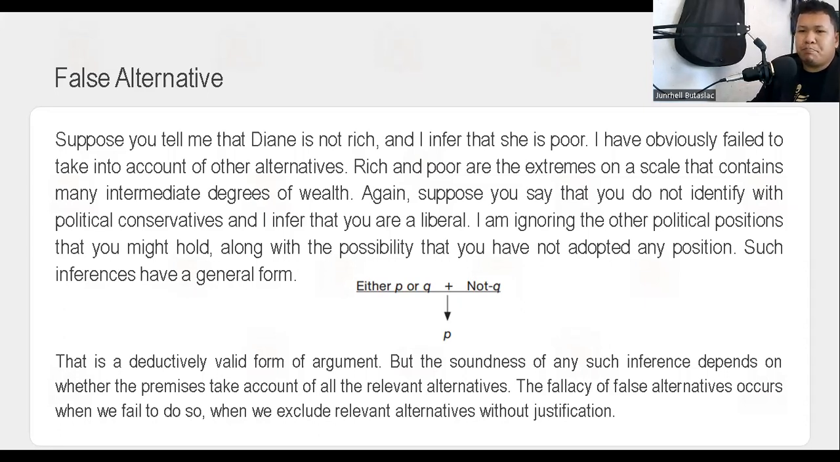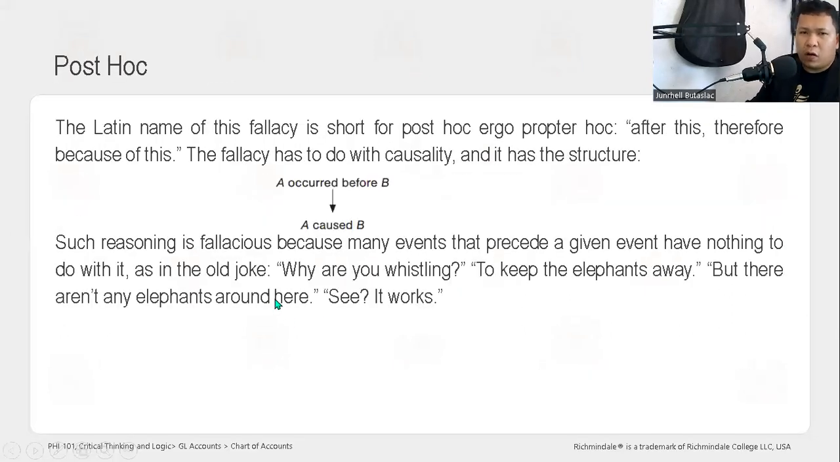Next is the post hoc. The Latin name of this fallacy is short for post hoc ergo propter hoc. After this, therefore, because of this. This is what it means. So the fallacy has to do with causality, and it has the structure: A occurred before B, then A caused B. What is causality again? The cause and effect, right?